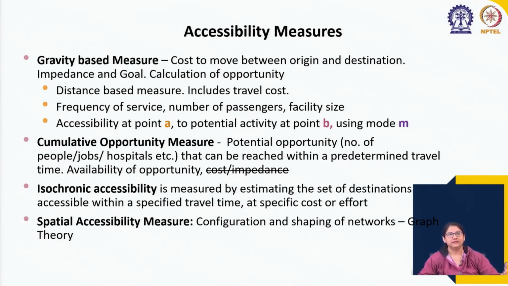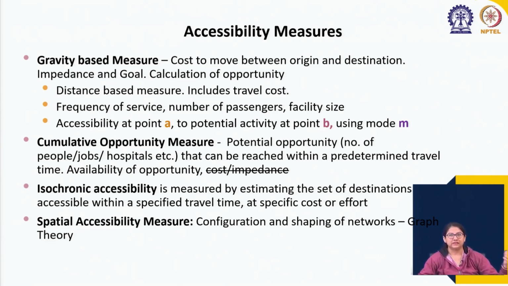Almost similar is the third accessibility measure, which is known as the isochronic accessibility measure, and it is measured by estimating the set of destinations that can be reached within a specified travel time at a specified travel cost or effort. And the cumulative opportunity measure as well as the isochronic based opportunity measure are all one location specific.